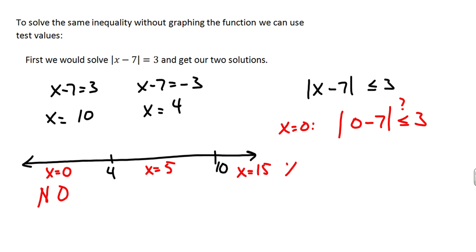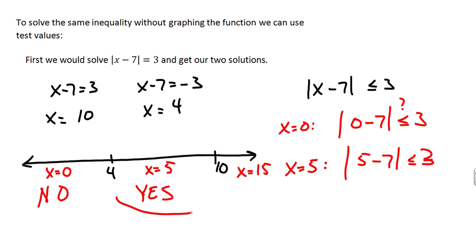If I let x equal 5, 5 subtract 7 is negative 2. The absolute value of negative 2 is 2, and that is smaller than 3. So the numbers in this test interval between 4 and 10 are all going to work.